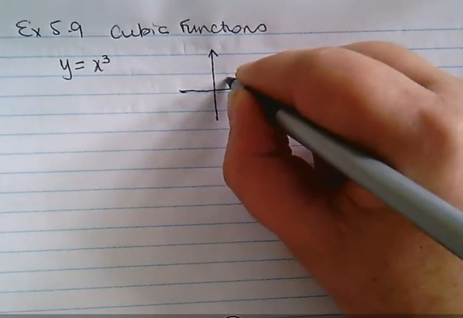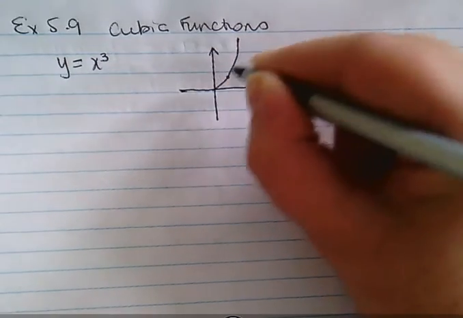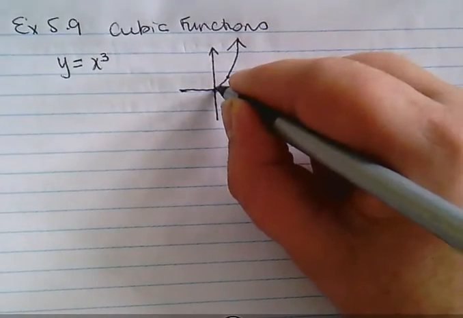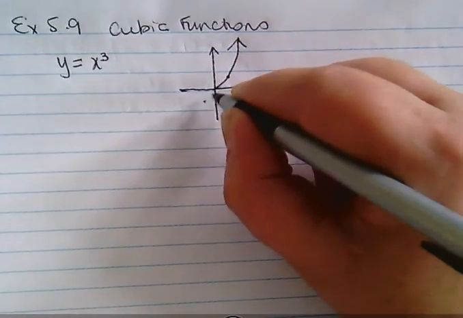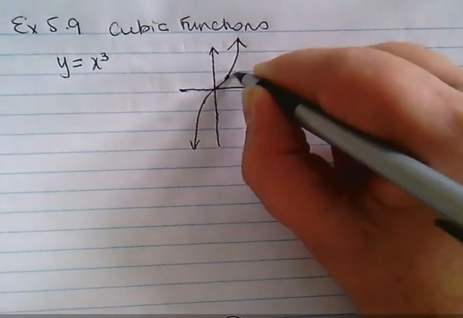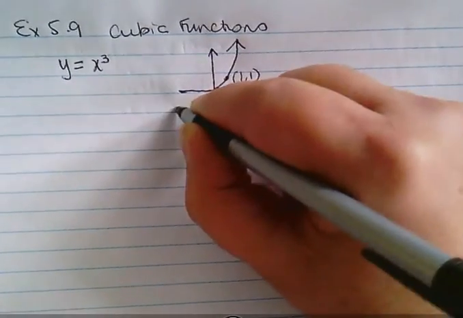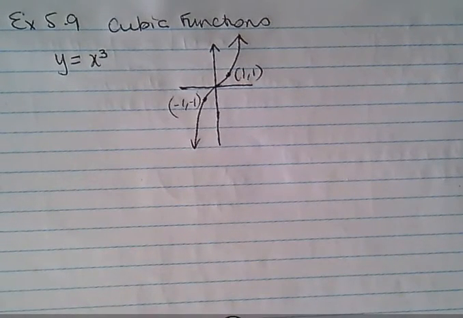When x is 1, y is 1. When x is 2, y is 8. When x is 0, y is 0. When x is negative 1, y is negative 1. When x is negative 2, y is negative 8. That's what it looks like. We just put a few points in. That's your cubic. Do you think it's an odd or an even function?